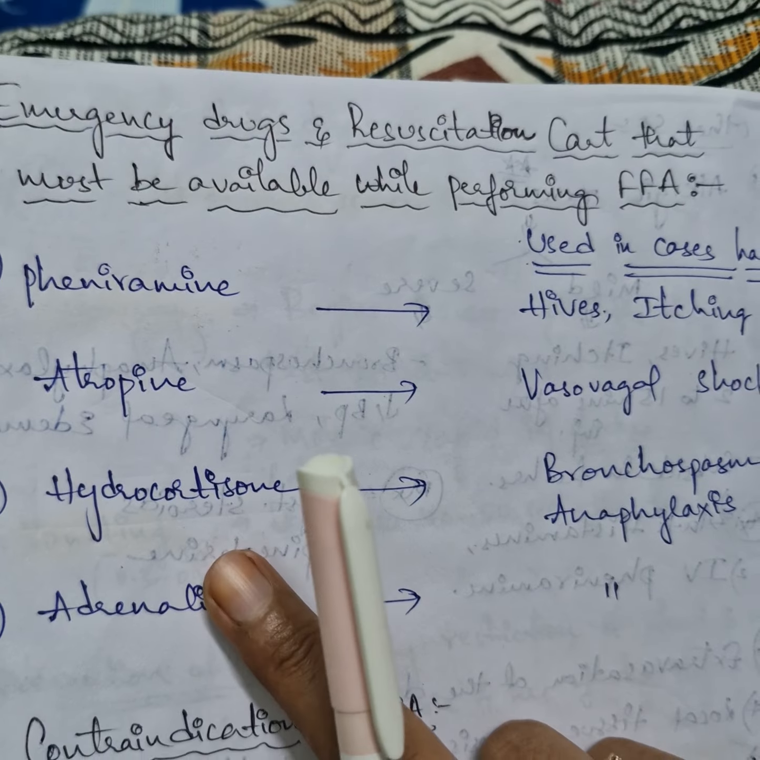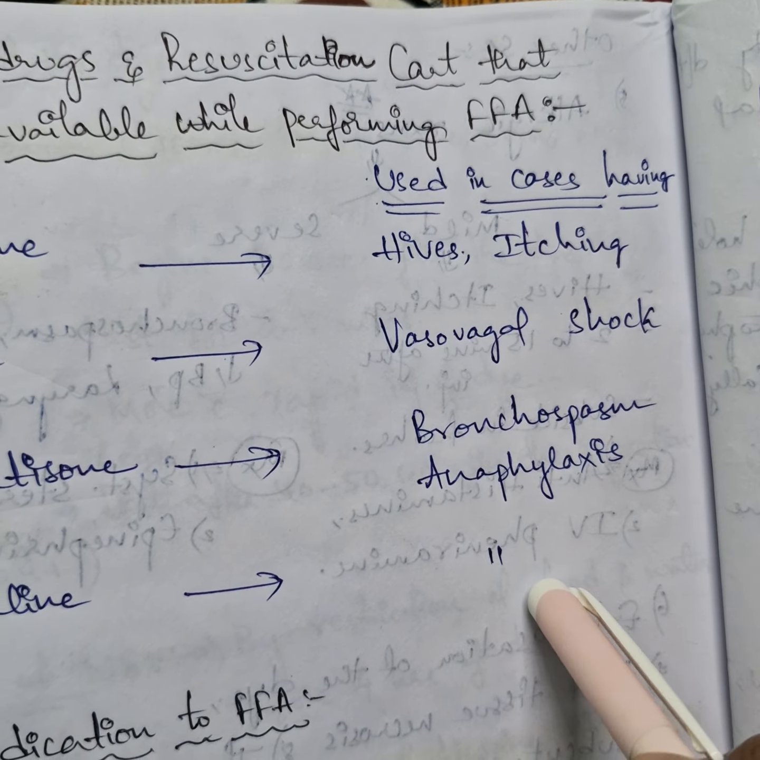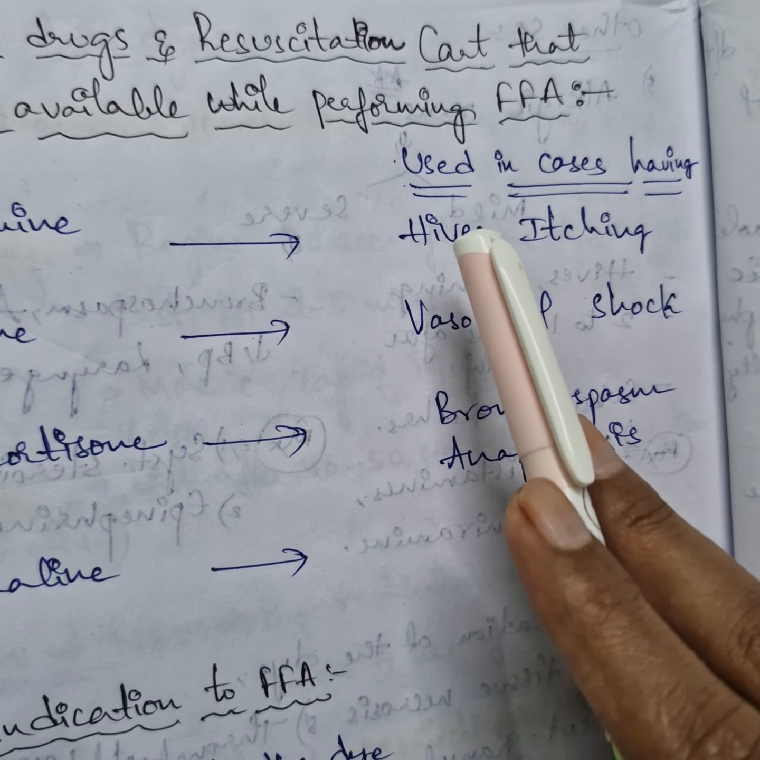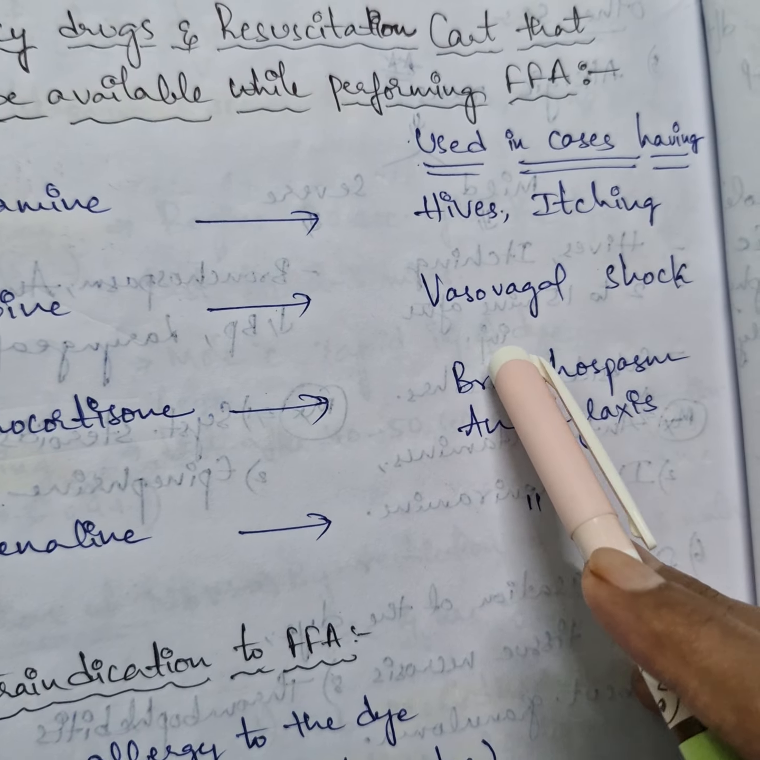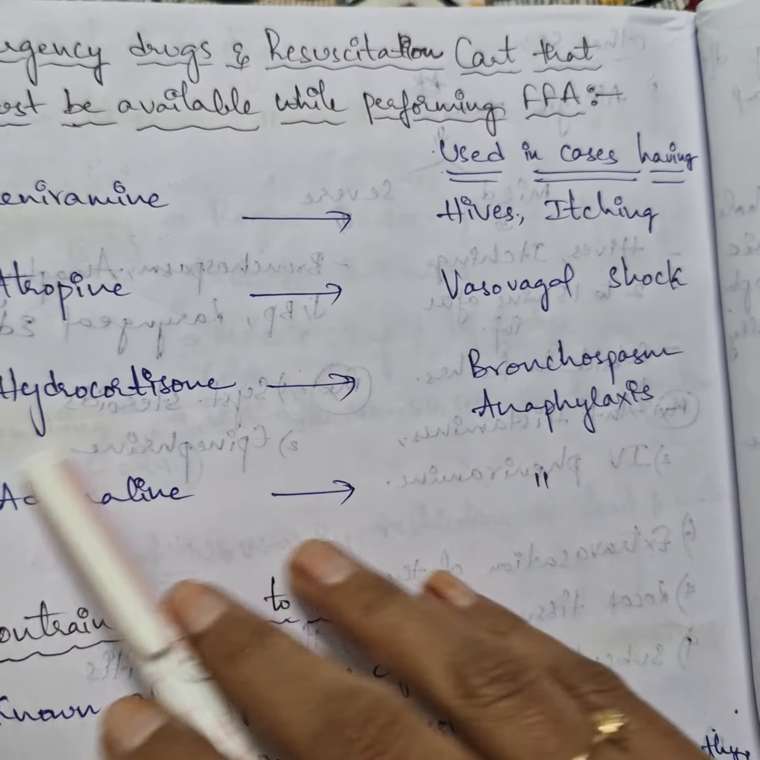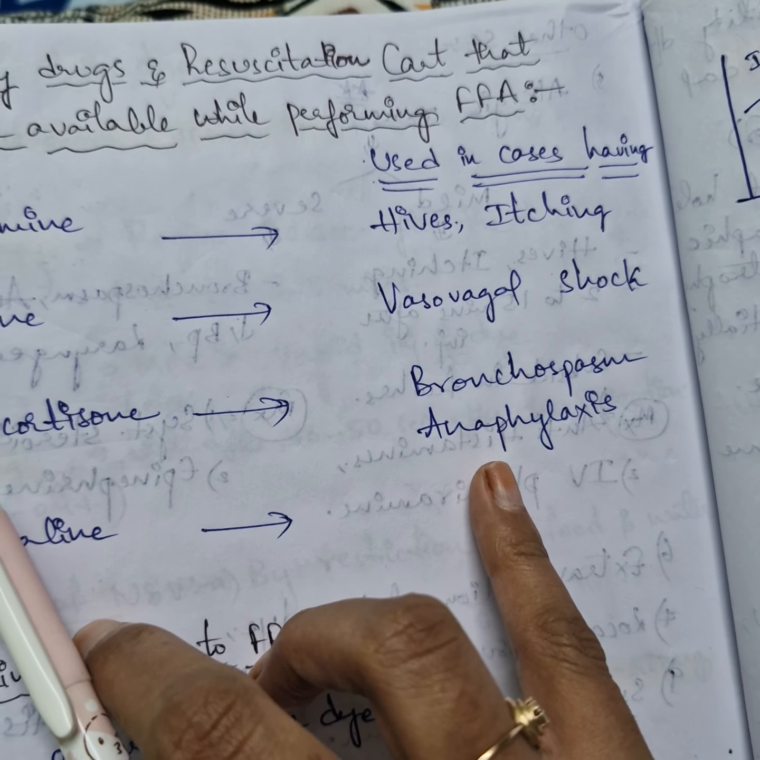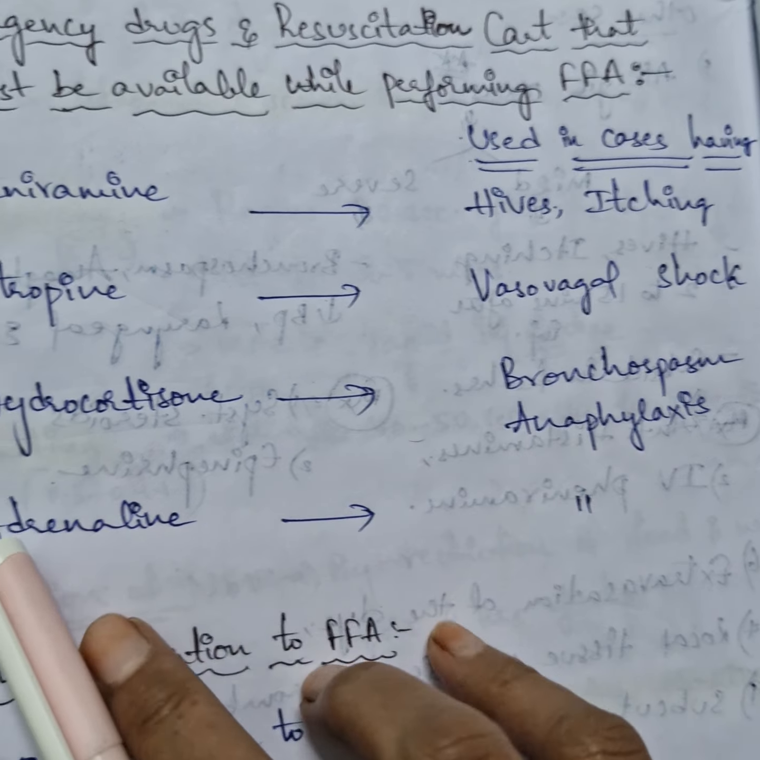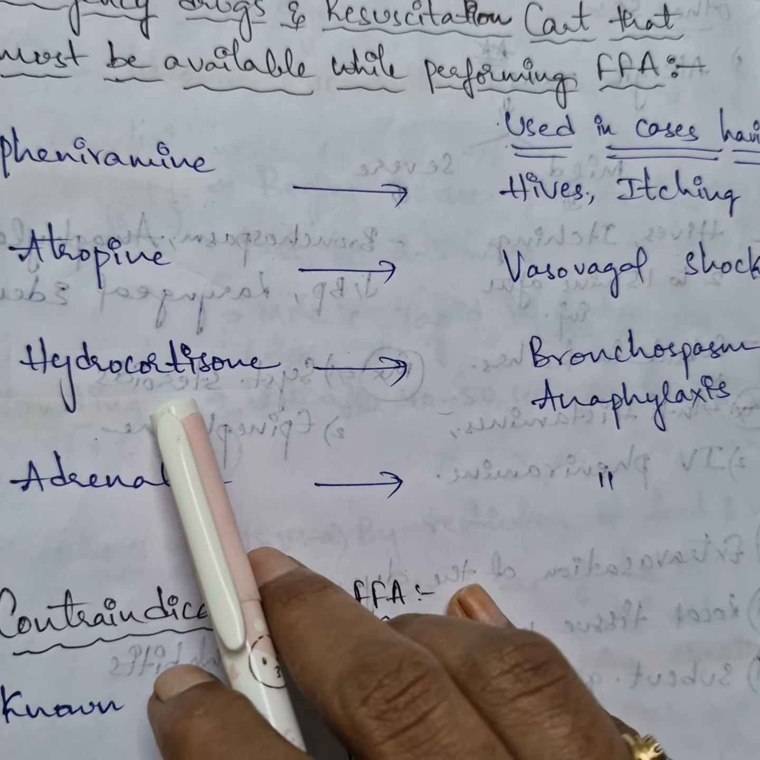Coming to the drugs which can be given for some side effects. When we have hives or itching, we can use pheniramine IV, and when we have vasovagal shock, we can use IV atropine, and when we have very severe allergic reactions like bronchospasm and anaphylaxis, we can use systemic steroids like hydrocortisone and adrenaline.